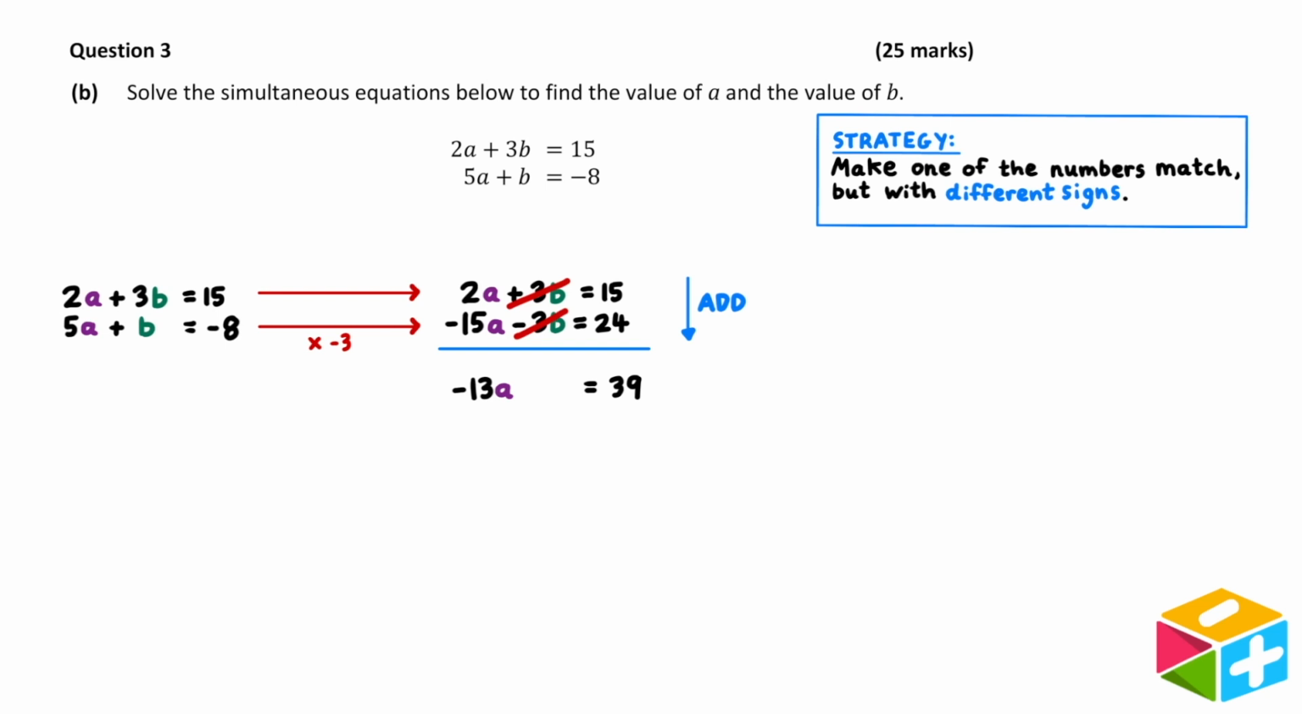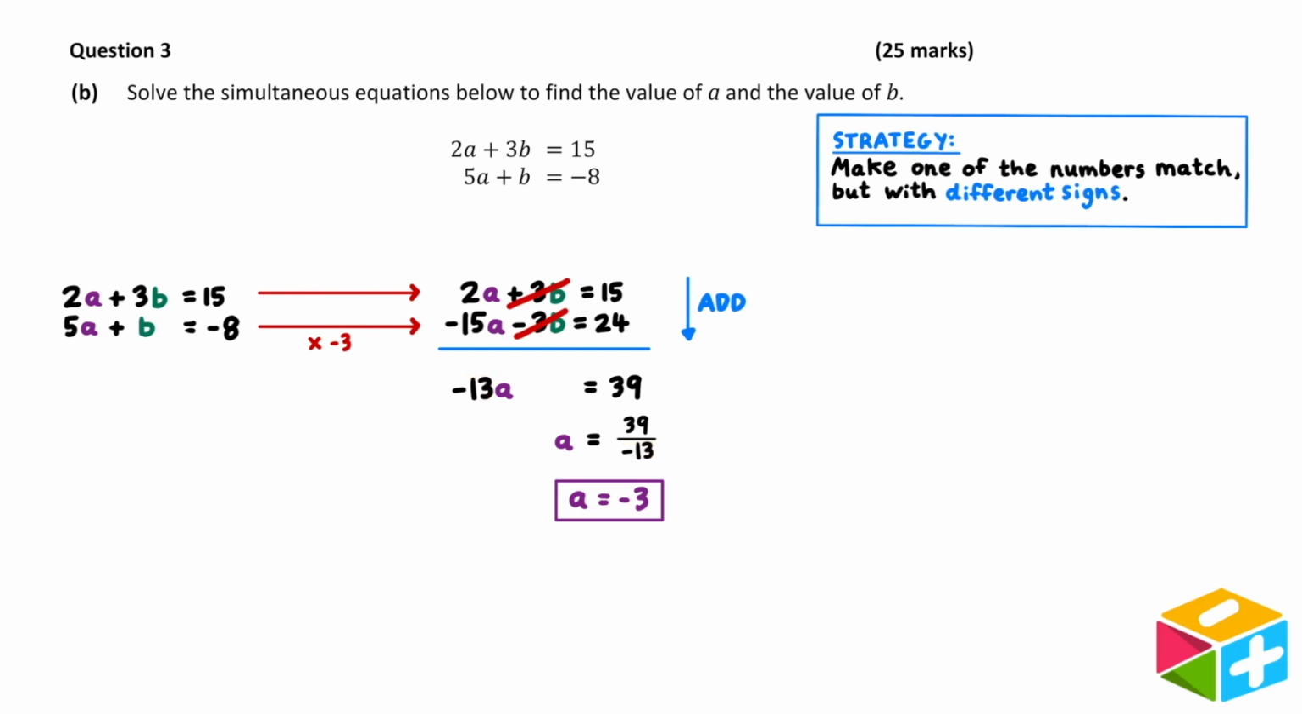To find a, we'll need to get rid of this minus 13. This is being multiplied by the a, so to get rid of it, we should do the inverse operation to both sides. In other words, we should divide both sides by minus 13. Performing the calculation on the right hand side gives us an answer of a is equal to -3.